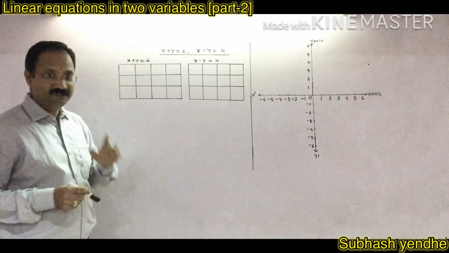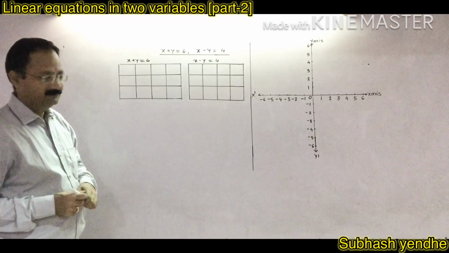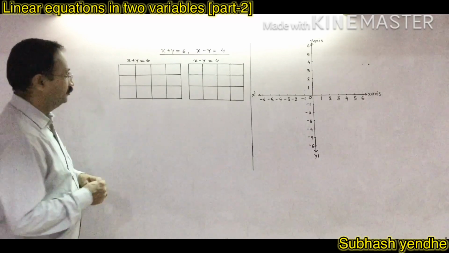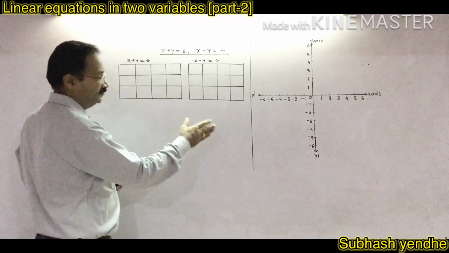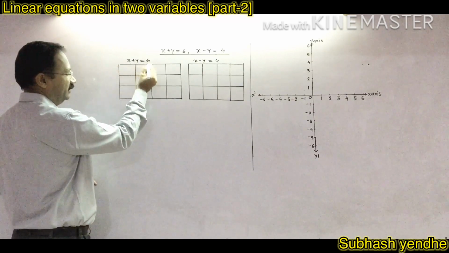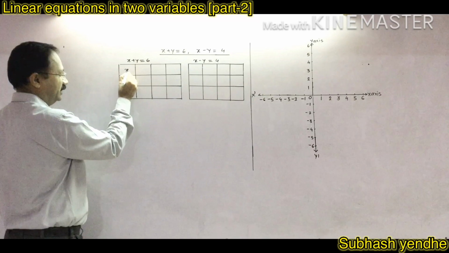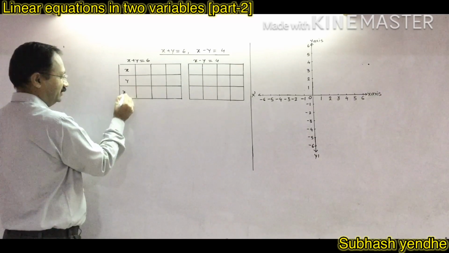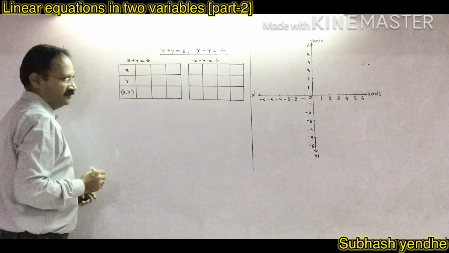For that, in 9th standard you have studied the graph in coordinate geometry. So now first you have to find the coordinates to plot the graph. The first equation is x plus y equal to 6. So here you have to write x, then y, and then the coordinates of x and y.